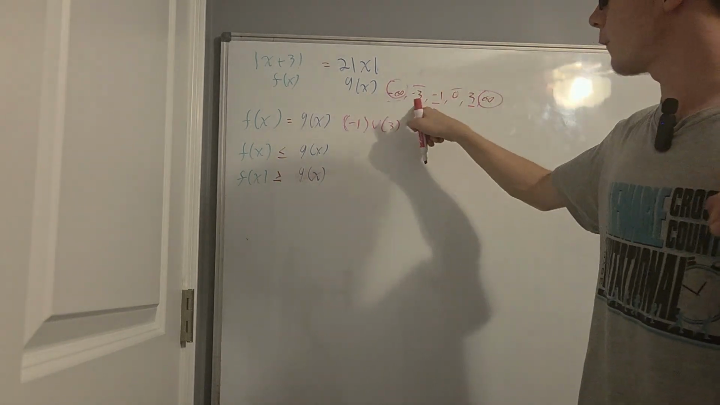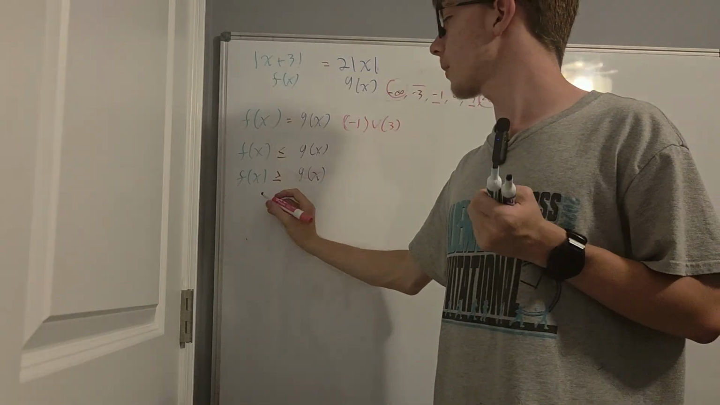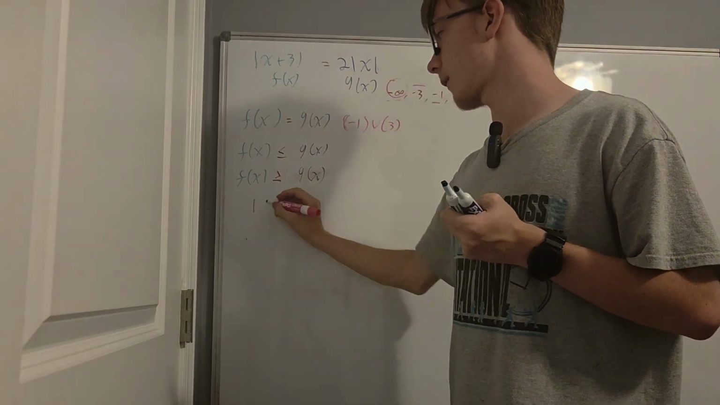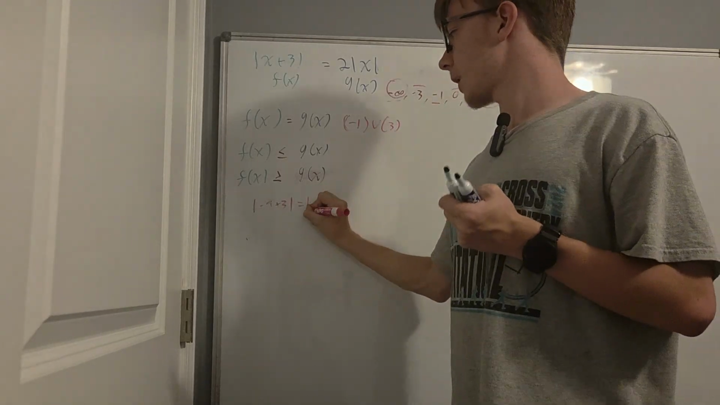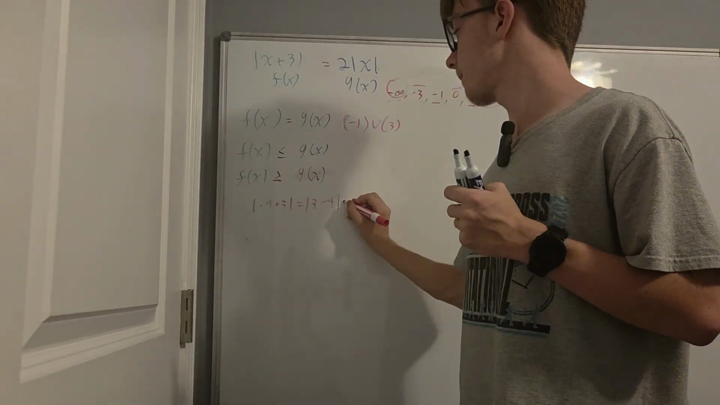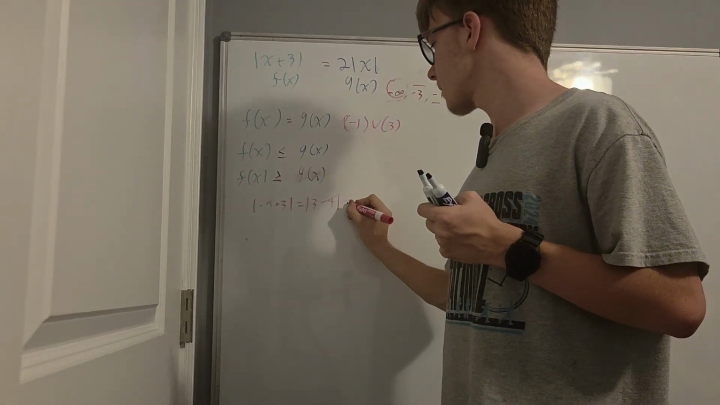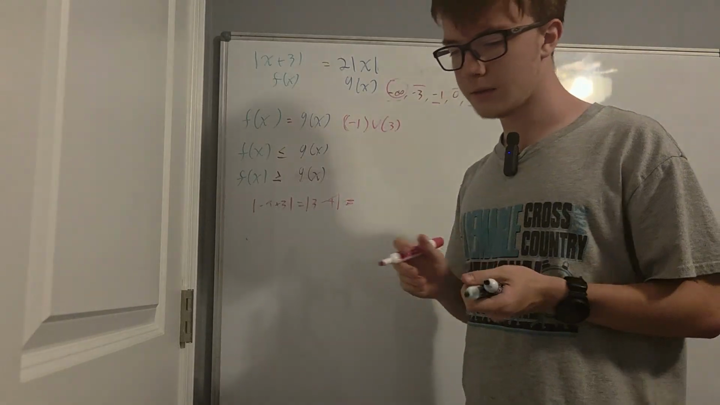Okay, from -infinity to -3, what's something that exists there? -4. So what I'm going to do is I'm just going to start writing stuff out. -4 plus 3 with the absolute value. What I'm going to do is I'm going to flip this to 3 minus 4, because that works. Oops, there we go. I'm getting these markers to work.